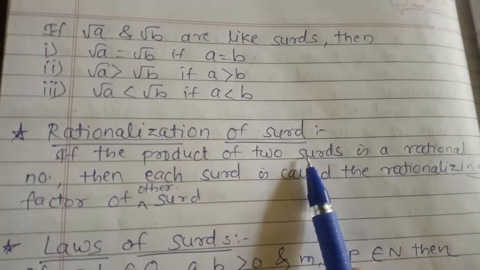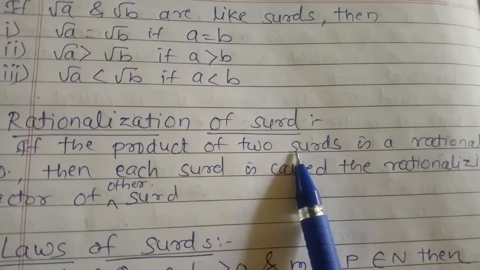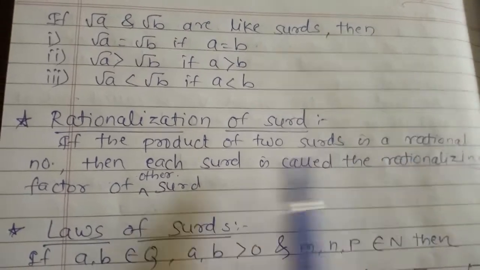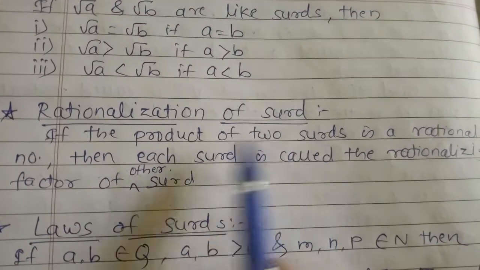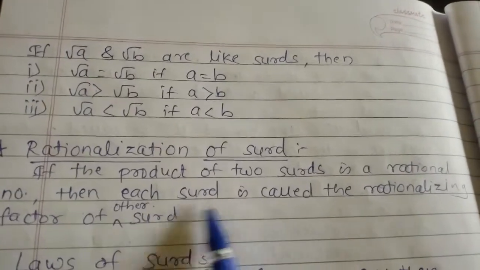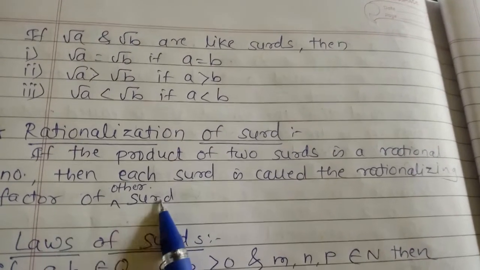Next one is the rationalization of surds. Rationalization means we convert this number into a rational number. If the product of two surds is a rational number, then each surd is called a rationalizing factor of the other surd.